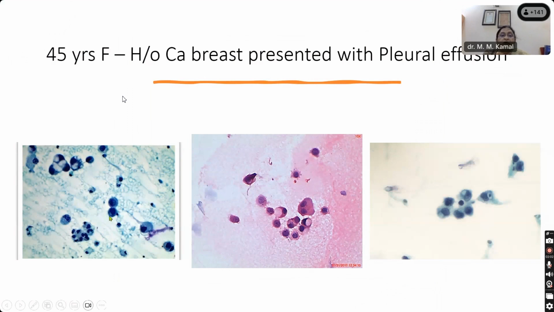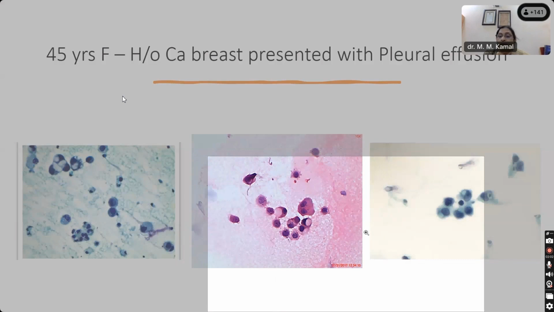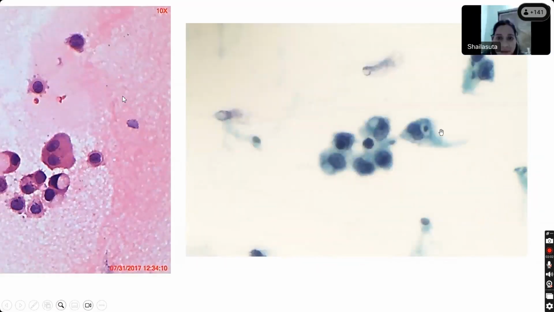This was again a 45-year-old female who presented with pleural effusion. So what are you seeing in these cells? Ma'am, I can see multivacuolated cells. No, a single vacuole. In each of the cells, you are seeing a single vacuole. The cell is small.